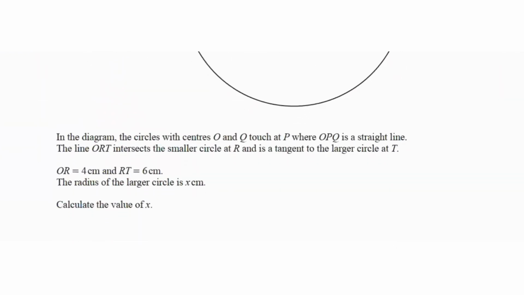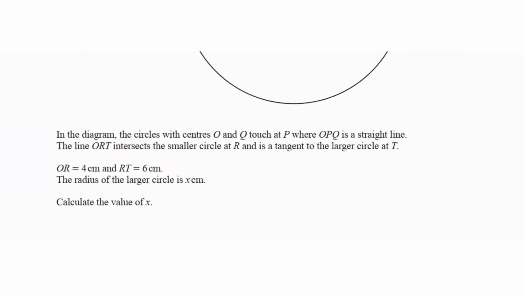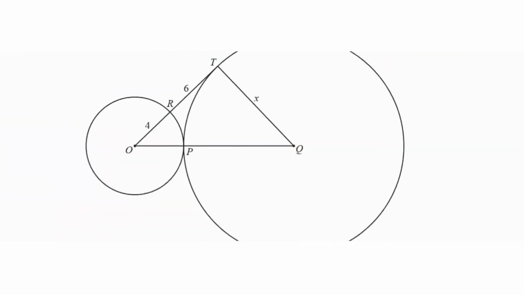Question 23 says, in the diagram, the circles with centers O and Q touch at P, where OPQ is a straight line. The line ORT intersects the small circle at R and is tangent to the larger circle at T. OR is 4, RT is 6. The radius of the larger circle is x centimeters. Calculate the value of x.